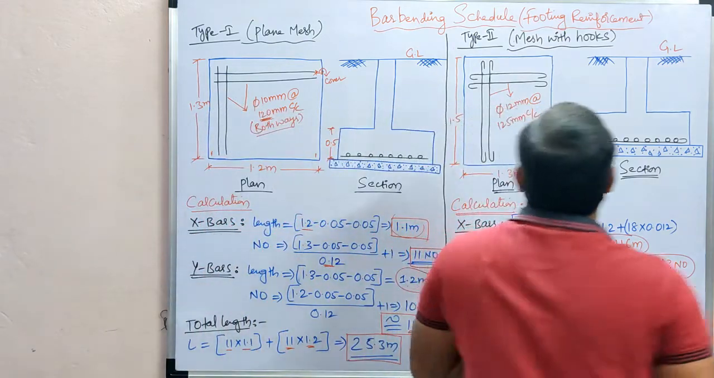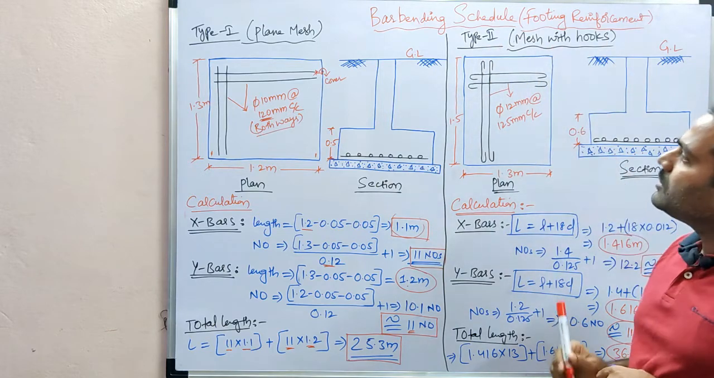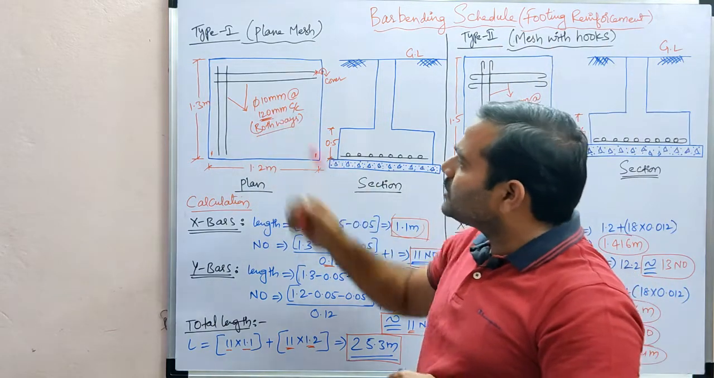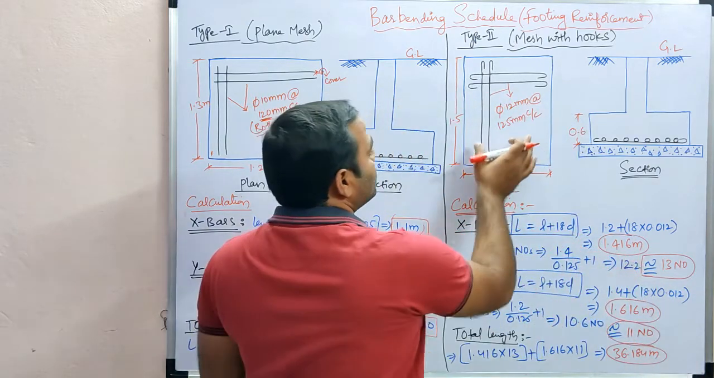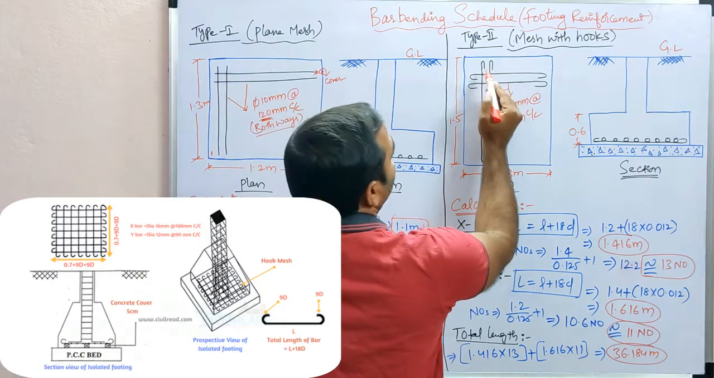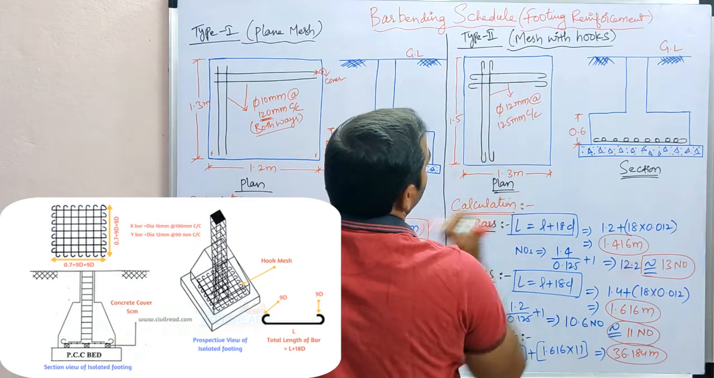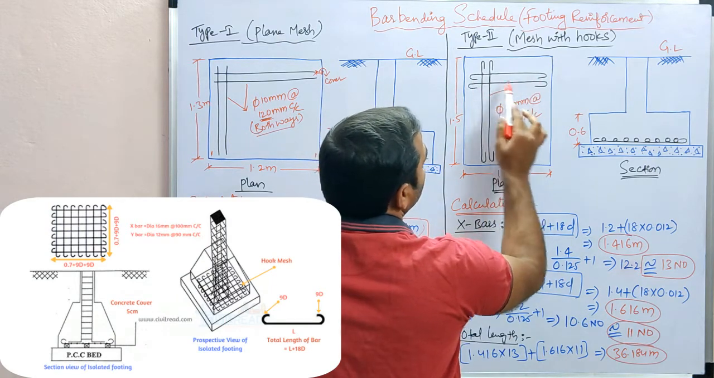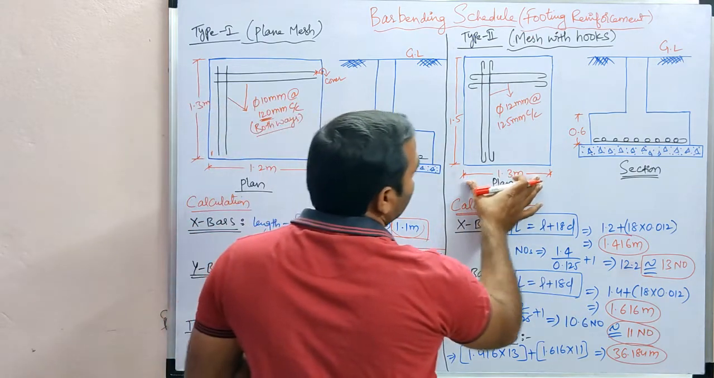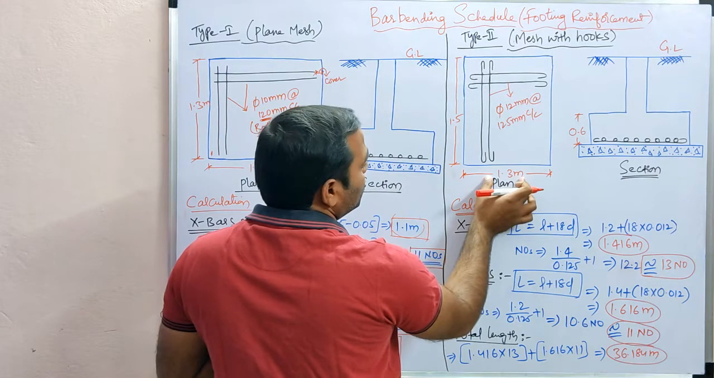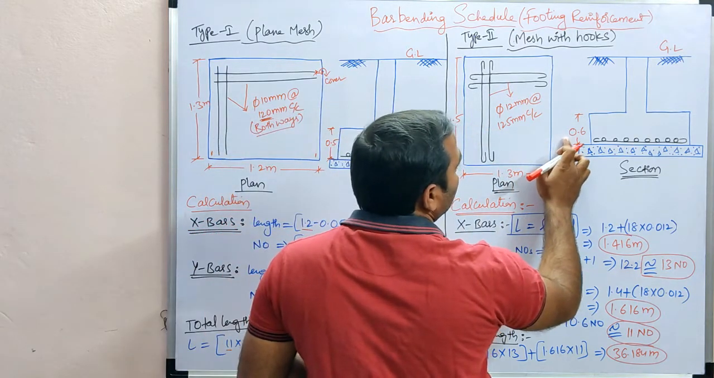Now the second type of footing, mesh with hooks. These x bars and y bars which are placed here are called a mesh. For this mesh you can see the hooks are provided here. So this is one hook and this is one hook. Similarly, hooks are provided on both sides, and for these bars also both-side hooks are provided. Same as before, this is the plan and this is the section. This is 1.3 meter by 1.5 meter and the depth of footing is 0.6 meters.